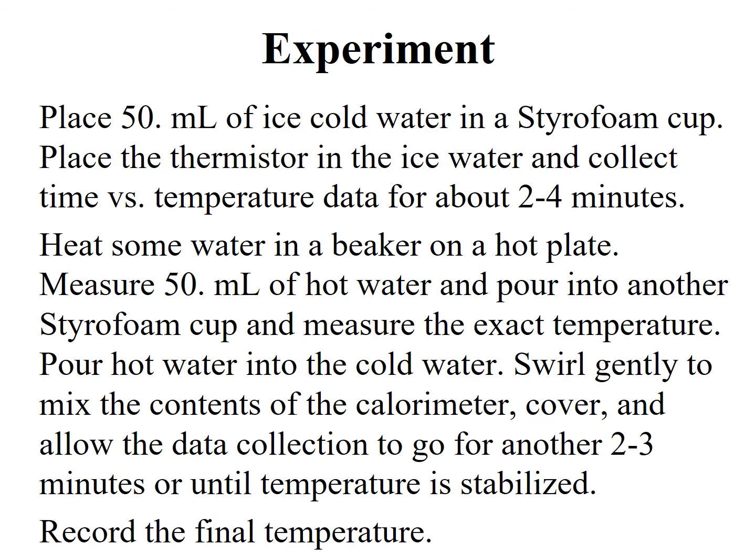For determining the heat capacity of the calorimeter, you're going to place 50 ml of ice cold water in a styrofoam cup, and then you place the thermistor in the ice water and collect the time versus temperature data for about 2 minutes. While doing it, you heat some water in a beaker on a hot plate. You measure 50 ml of the hot water, pour it into another styrofoam cup, and measure the exact temperature. And then you pour the hot water into the cold water. You swirl it gently to mix the contents of the calorimeter, cover it, and allow the data collection to go for another 2 to 3 minutes or until the temperature stabilizes. Record the final temperature.